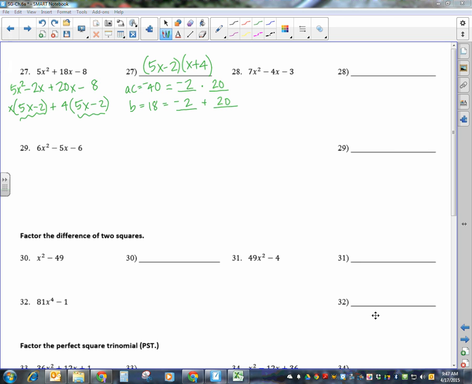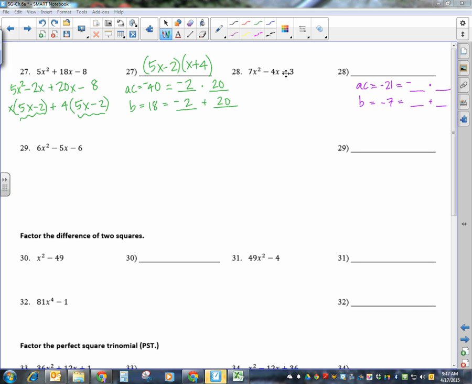Okay, to finish it up, we're on the last page. So we're continuing with this a times c. So a times c, in this case, is negative 21. Doesn't look like an equals. And we're looking for those two numbers that multiply. If it's negative, one has to be negative, one positive. B is negative 4.